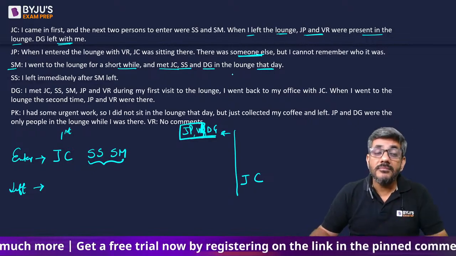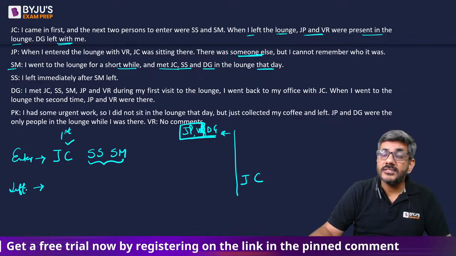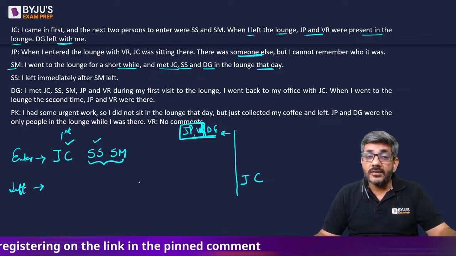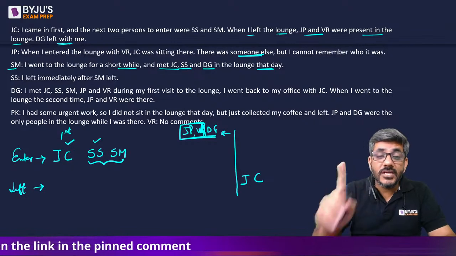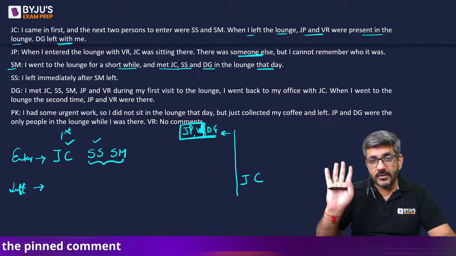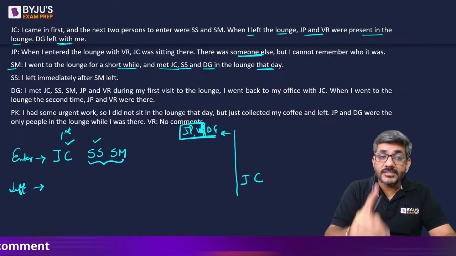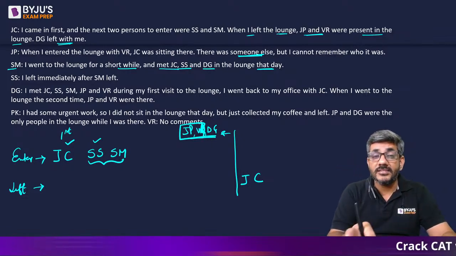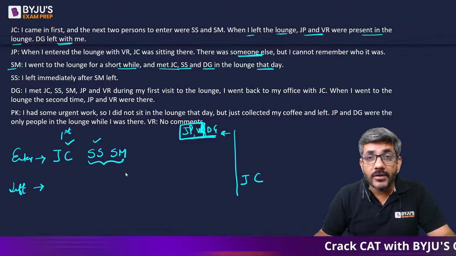SM says, "I met JC." Of course he met JC. He met SS. He also met DG, but he did not meet JP and VR. Right? ध्यान से सुनिएगा। SM went to the lounge for a short while. He met JC, SS, and DG, but he did not meet JP or VR.